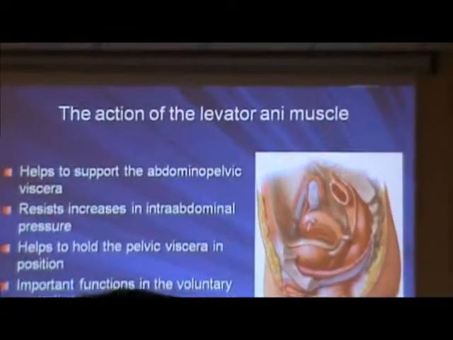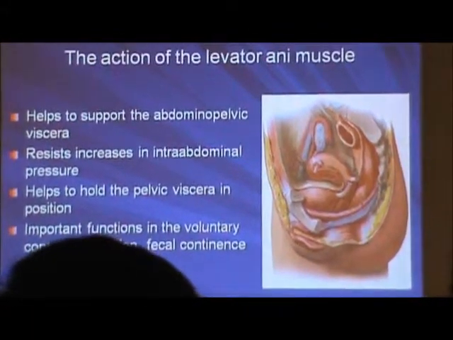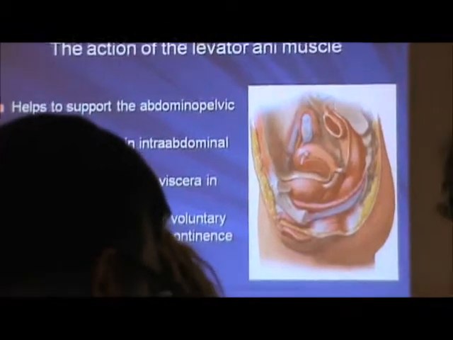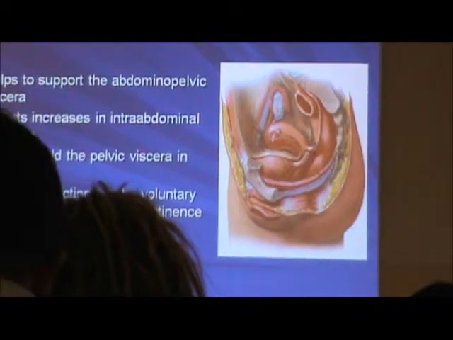What is the function of the levator ani muscle? It helps to support the abdominopelvic viscera. Look, it's a very important muscle because it protects the organs which are located in the pelvic cavity. It resists increases in intra-abdominal pressure, helps to hold the pelvic viscera in position, and has an important function in voluntary control of urination, fecal continence, and defecation.